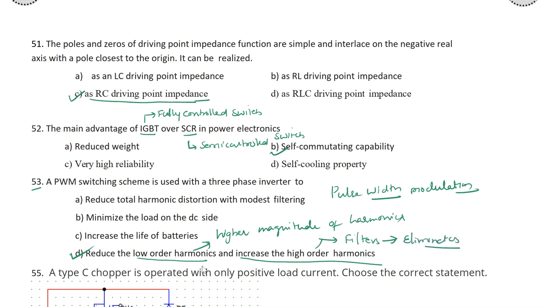Okay, and one more question from here: which of the harmonics are easier to eliminate? Is it lower order or higher order? Yes, it is higher order only. Higher order harmonics are very easy to eliminate with the help of filters, but lower order harmonics are very difficult to filter. That's the reason why, by using the pulse width modulation technique, we intentionally reduce the lower order harmonics. The lower order harmonics may be 3, 5, 7 like this.